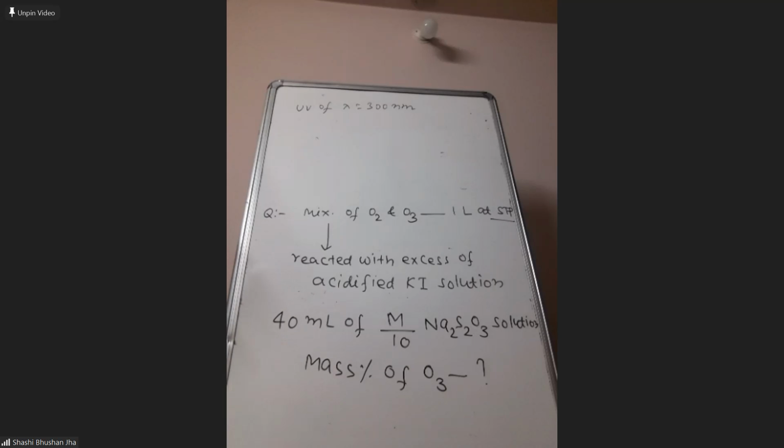So what is the second question, sir? What are we supposed to find? You have to find the number of photons that will be required for complete decomposition of ozone in the original mixture. So the mass percentage is 6.57, sir. And the number of photons is 2 into 10 power minus 3 moles, sir.